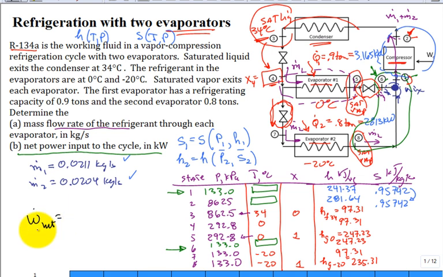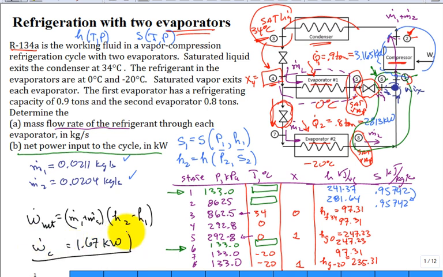It's into the compressor. So it's the mass flow rate going through the compressor, m dot 1 plus m dot 2, times the enthalpy going out of the compressor, h2, minus the inlet enthalpy, h1. And we can calculate that. It turns out to be about 1.67 kilowatts. W dot into the compressor, about 1.67 kilowatts. All right, ready to press forward?